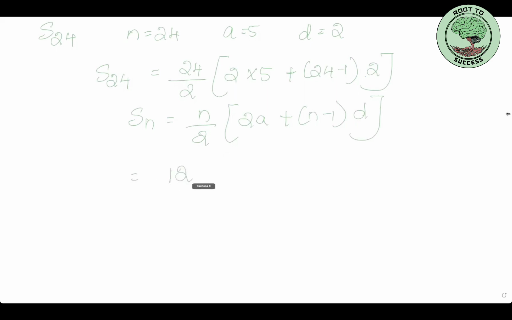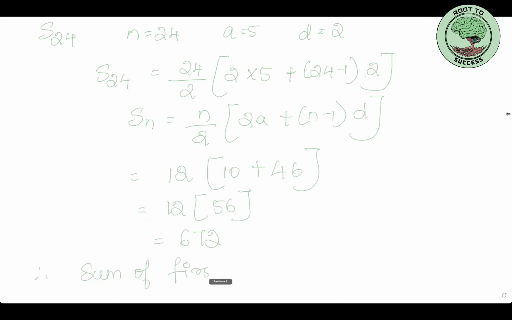So 24 by 2 will be 12. 2 into 5 will be 10, plus 24 minus 1 will be 23. 23 into 2 is 46. 10 plus 46 will be 56, and 12 into 56 will be 672. Therefore, sum of first 24 terms is 672.